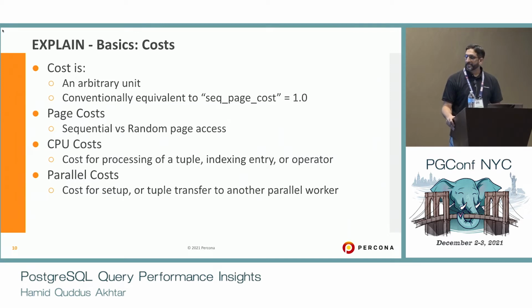So the cost is actually an arbitrary number. It has no real world association, except that it's defined as the effort required to do a sequential page access, and that's by default defined as 1.0. So it's a relative number, basically a proportion. You can configure this according to your environment, your infrastructure, your hardware, and you can tune this. Then you have page costs, sequential and random.